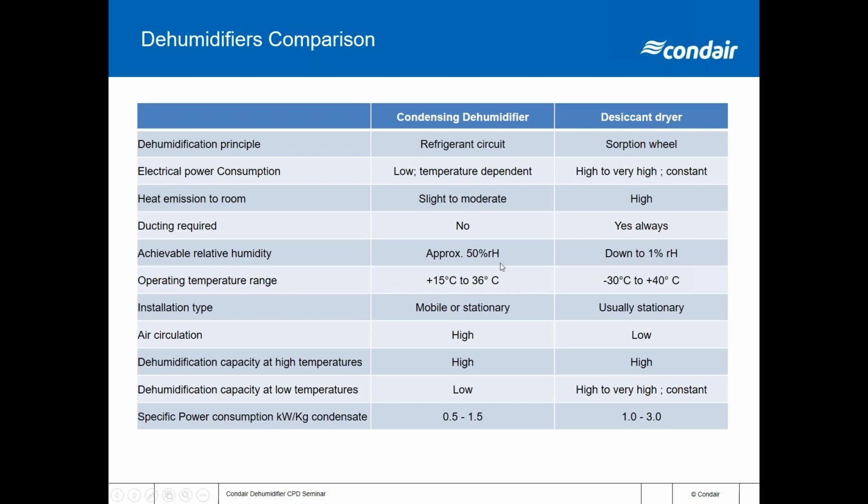Achievable relative humidity, yeah, 50% RH from a condensing, but down to 1% RH from a desiccant dryer. Operating temperature range, 15 to 36 for a condensing dehumidifier, absolutely fine. And again, a desiccant dryer, -30 to +40. Remember, we're not allowing liquid water to reach its liquid phase inside that desiccant dryer. We're capturing water vapor. So we don't have an issue with freezing.